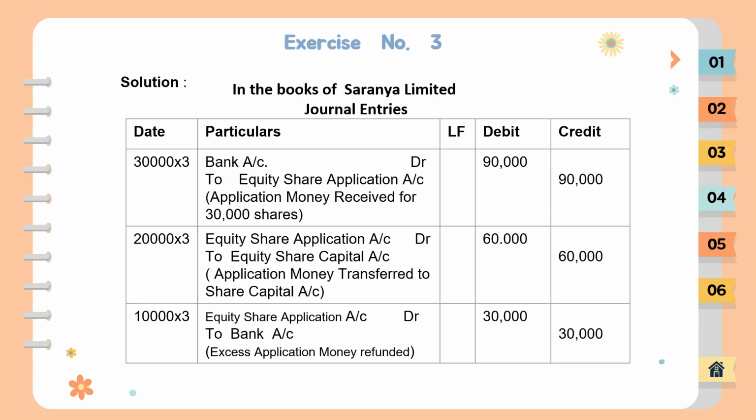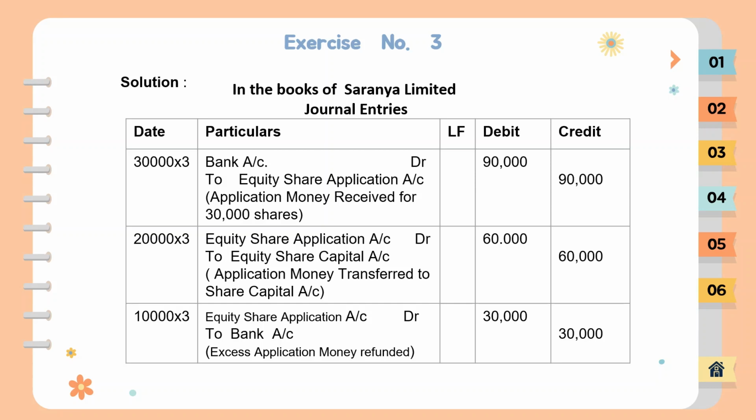But actually we are supposed to have only issued shares. You can allot only for the shares offered, not for more shares. So shares offered is 20,000 only. So the second entry should be passed only for the offered number of shares. That only you have to take into consideration. 20,000 into 3, that amount will be transferred to share capital. In this case, the excess application money is refunded.